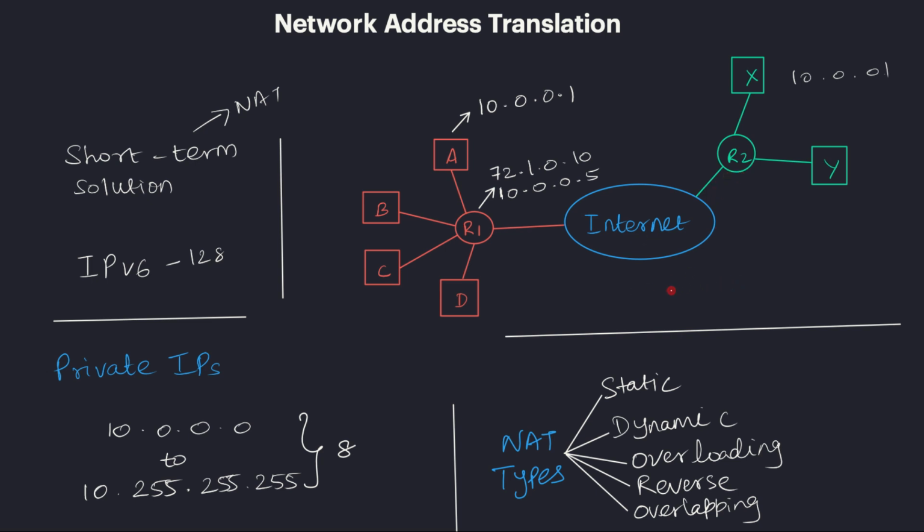And this is the practice we still use. If you take a home network, this is what our setup looks like. Until we fully implement IPv6, NAT is here to stay.